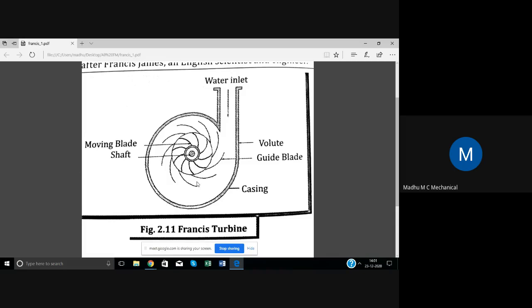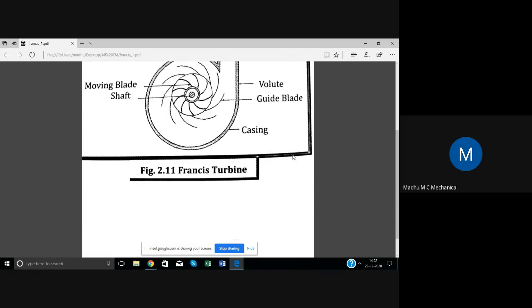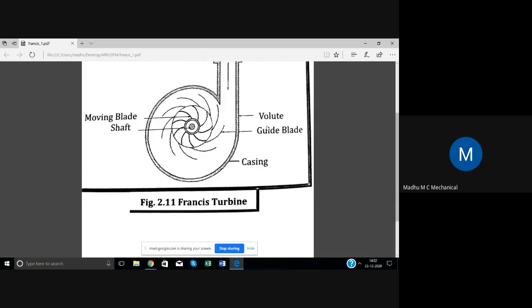You can observe here, isn't it? The water is flowing radially outwards from the center of the shaft. So these are the basic differences between a Pelton turbine and a Francis turbine. But both are horizontal turbines. You can observe the shaft is horizontal. So with this in mind, let us go to the experiment.